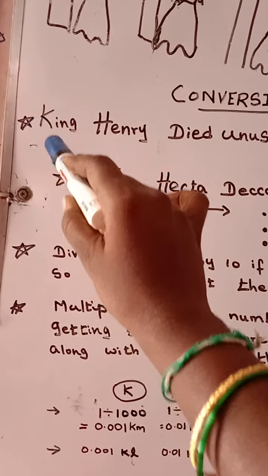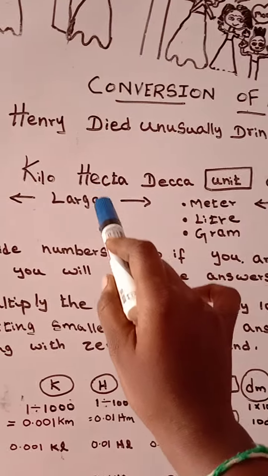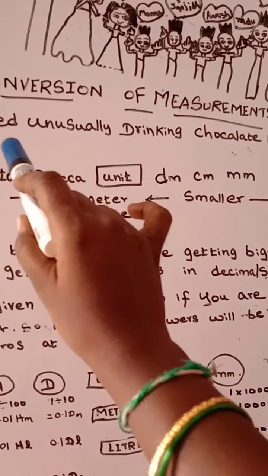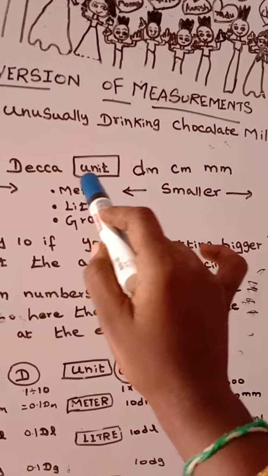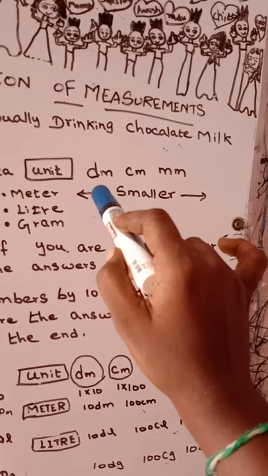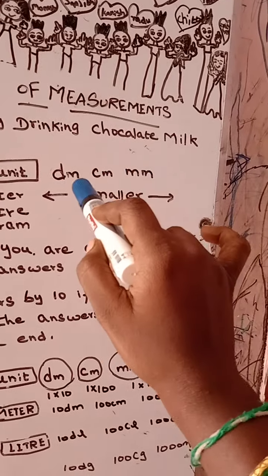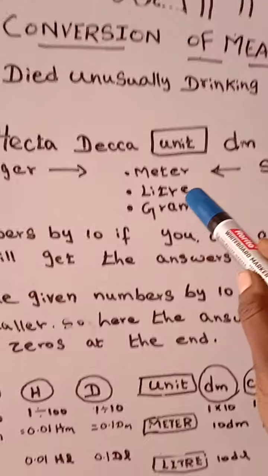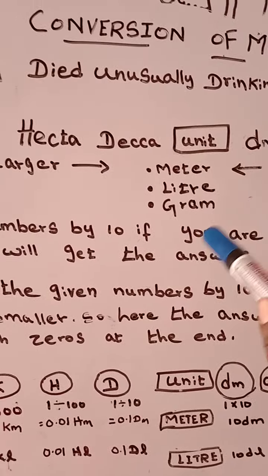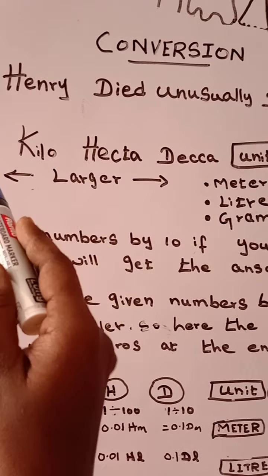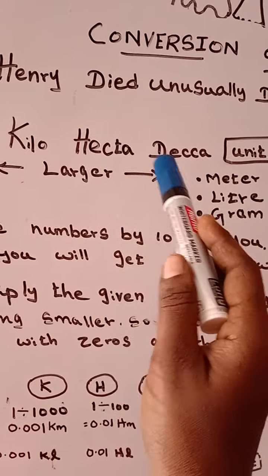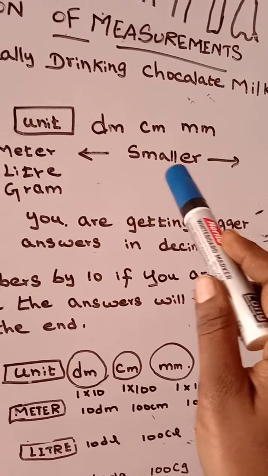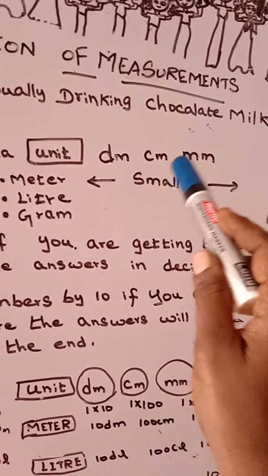Okay. So this K is meant for kilo, H is meant for hectare and D is meant for deca. And from this unusually you will have to take the U as a unit given. D is again for deci and this C is for centi and this M for milli. Okay. So here the units are meter, liter and gram. So when they are moving towards this side, these are the larger units: deca, hectare and kilo. And when they move towards the other side, it is smaller: deci, centi and milli.